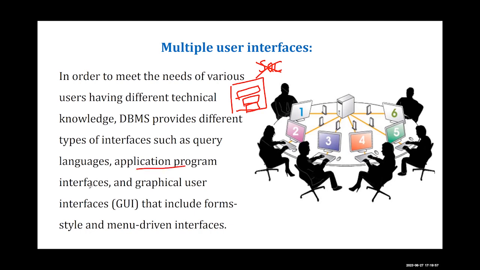Okay, so see here, application program interface. For example, you are accessing your own bank data using a bank app, using your phone. So that bank app becomes an application program interface. Graphical user interface, that includes form styles and menu driven, you can take as an example a Google form. Okay, once you type in Google, you will get a different list of options which you want to select. So that is nothing but your menu driven or such kind of interfaces. So depending on the user, there can be different kinds of interfaces. That again is provided by the DBMS, which helps the user a lot.